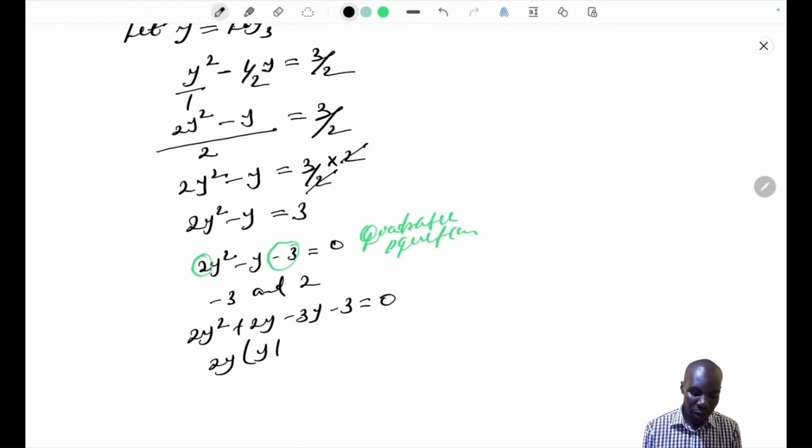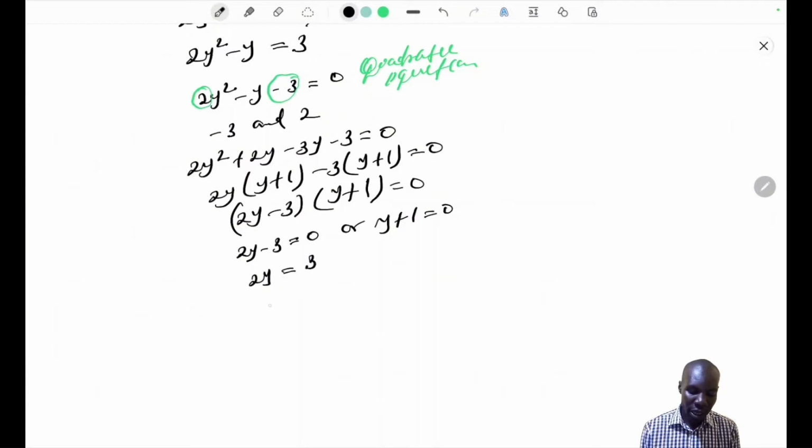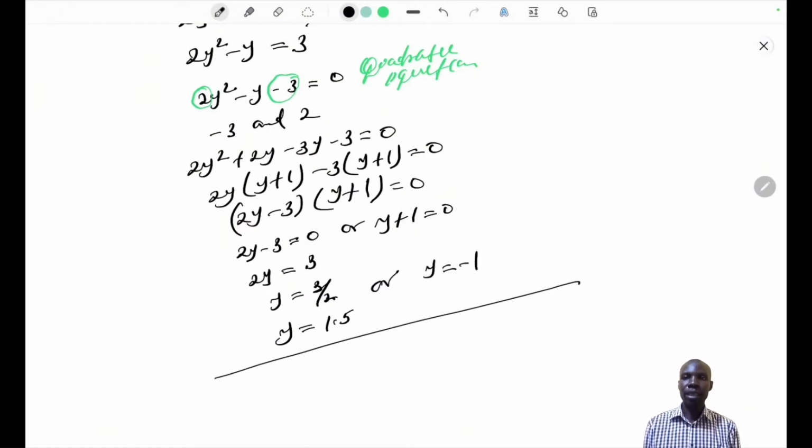2y is common in bracket y plus 1, minus 3 is common in bracket y plus 1 equal to 0. So 2y minus 3 in bracket y plus 1 equal to 0. So we'll have 2y minus 3 equal to 0, or y plus 1 equal to 0. So this means 2y equals 3 and y equals 3 over 2, which is the same as y equals 1.5, or y equals minus 1. And that is the answer for that.